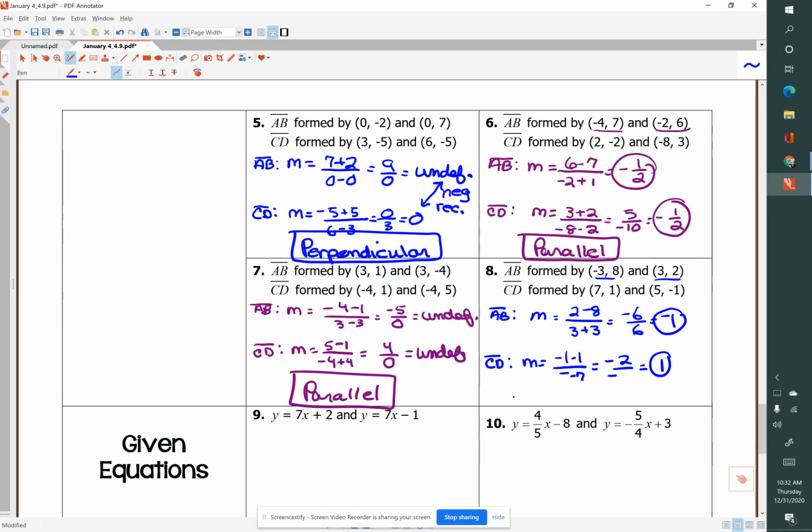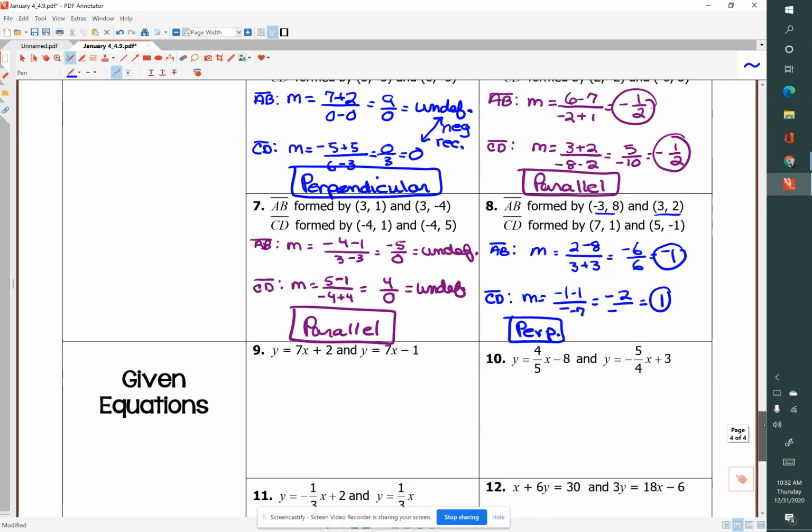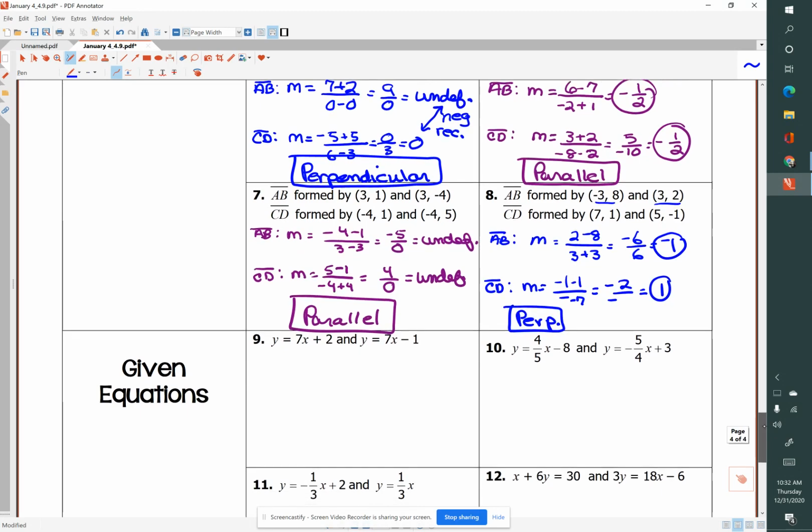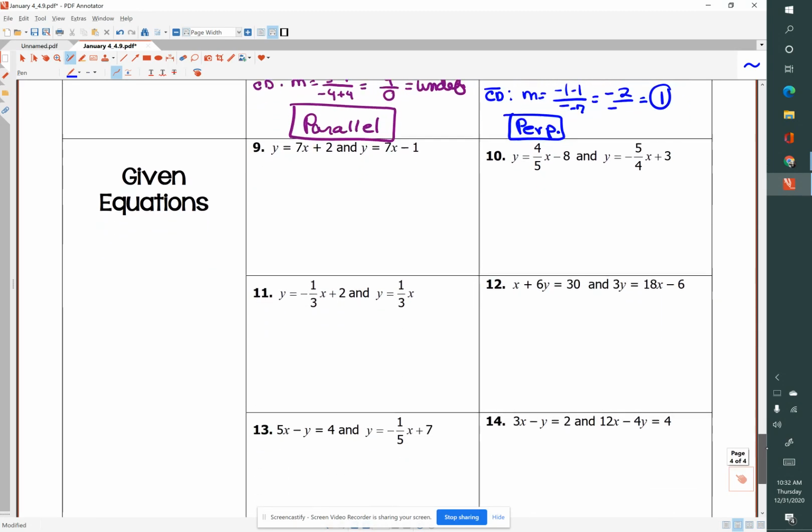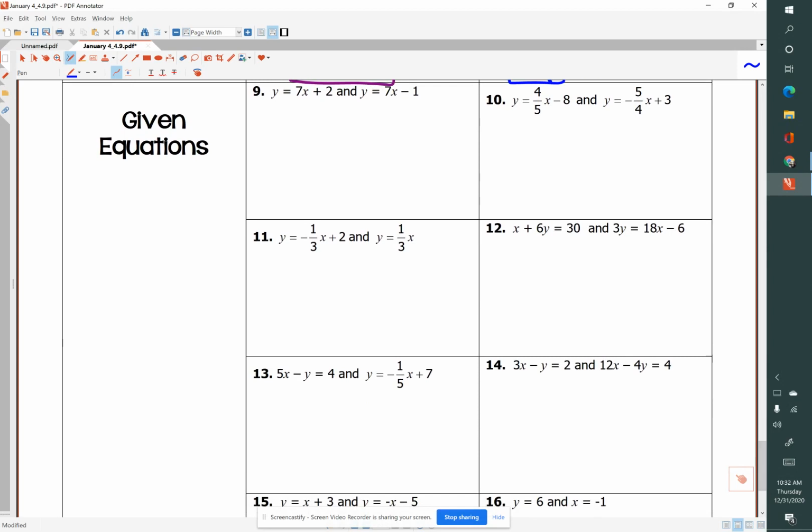Remember to always show your work. Perpendicular. Okay, now, these are highly tested areas. Everything in today's lesson, highly tested areas.